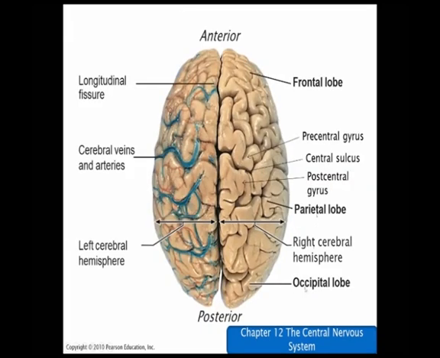This is a superior image, and we can see again the central sulcus dividing the frontal from the parietal lobe. Here's our occipital lobe, and you get a hint that there is a reasonably prominent division of parietal to occipital lobes. Terms to notice: pre-central gyrus and post-central gyrus. These are important functional areas of the brain.